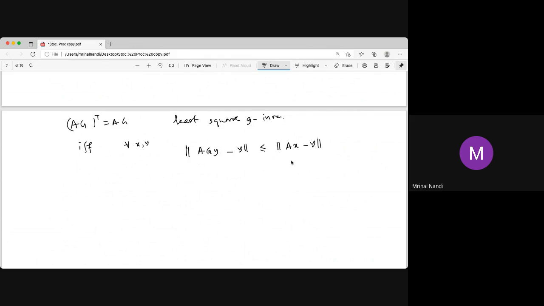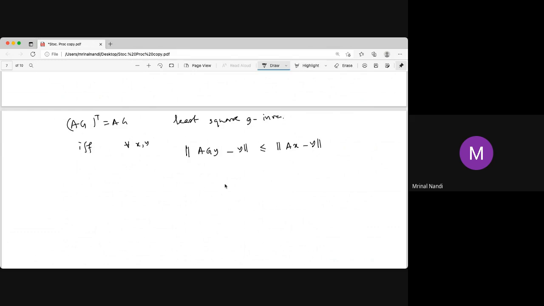But take any x. Now Ax is not equal to y, so the norm of Ax minus y is positive. Obviously, the right hand side is positive, and the left hand side is also positive because there is no solution. But this is the least among all such x. Just take the special G, and take x as Gy. Then it is not a solution, but this distance is least.